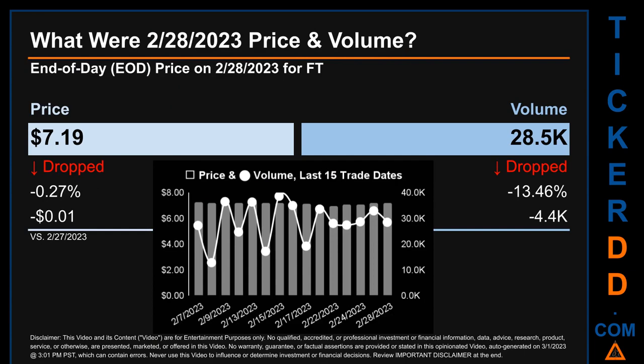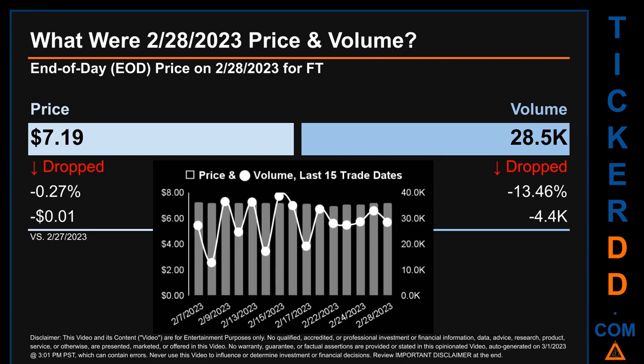What was end of day price and volume for FT? On Tuesday, February 28, 2023, FT had an end of day price of $7.19 and volume of about 28.5 thousand. Compared to the previous trading day, the price dropped 0.27%, losing 1 cent, while volume dropped 13.46%, decreasing about 4.4 thousand. The graph shows price and volume for the last 15 trade dates.